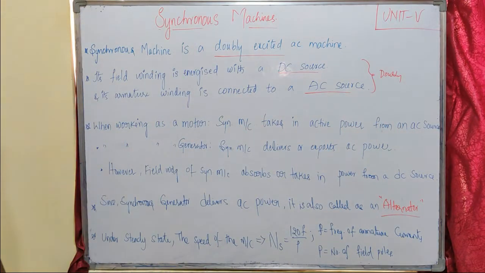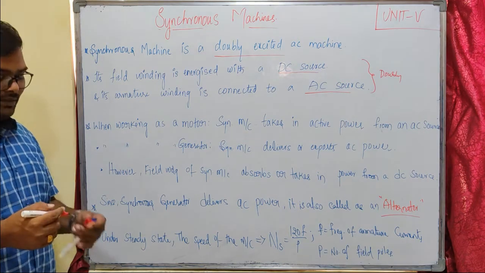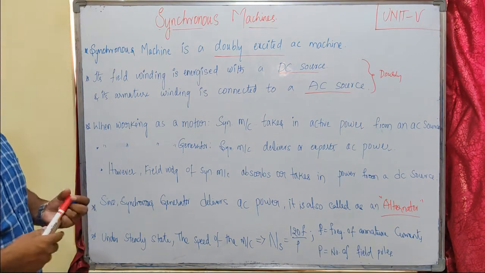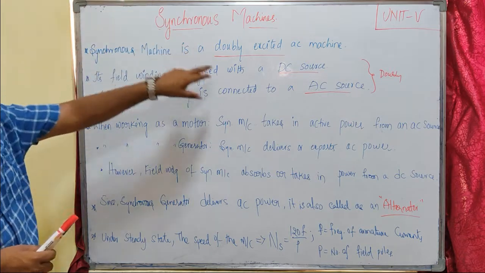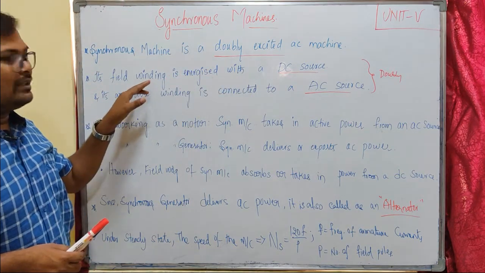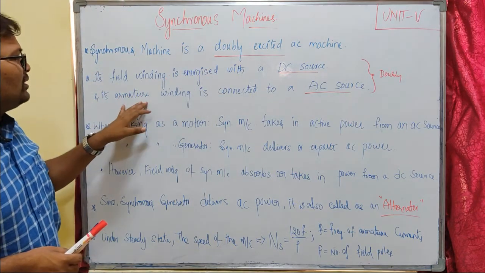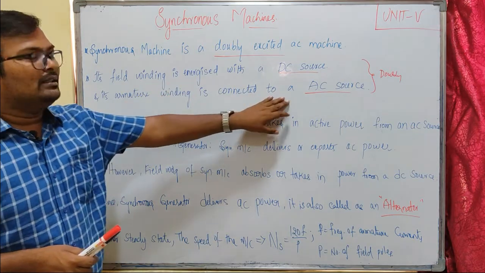Our three phase induction motor is a singly excited machine because we supply only three phase AC supply to the stator. There is no supply to the rotor. But in synchronous machines, we supply a DC source to the field winding, which is connected to the rotor, and the armature is generally in the stator and is connected to an AC source.